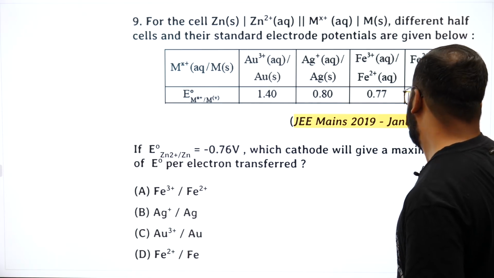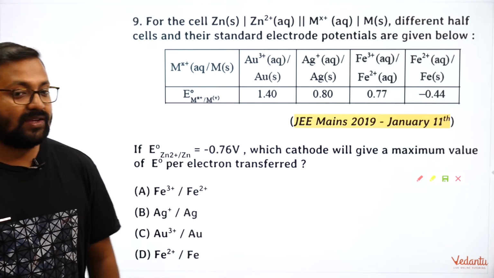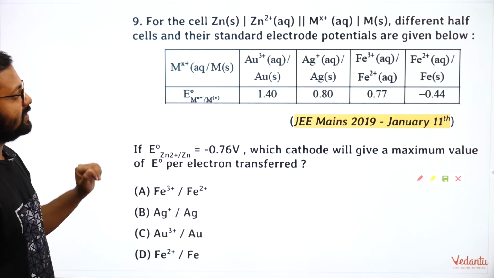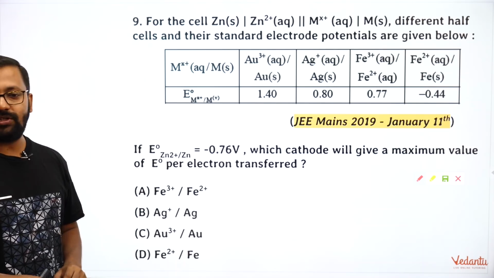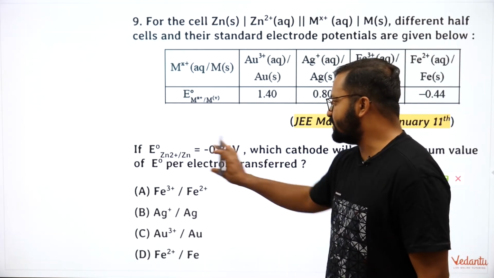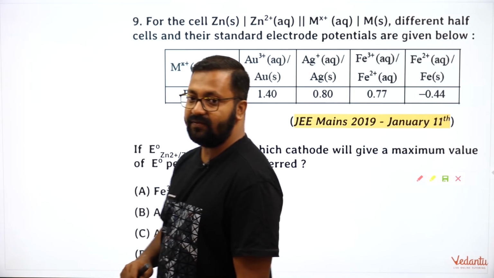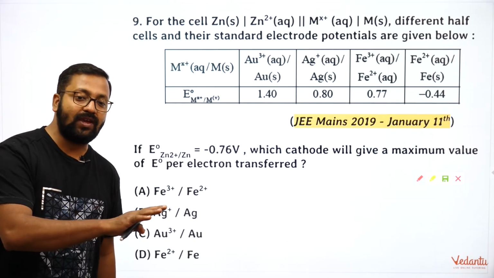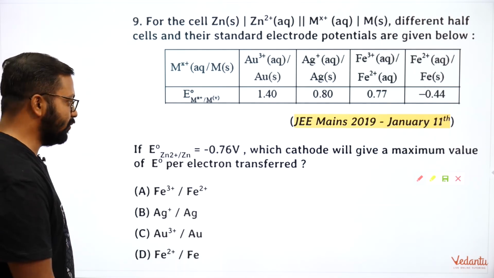Next. Again, a question which does not require a lot of solving, but is a very nice question because a lot of people made mistake in this one. For the cell zinc 2 plus, Mx plus M, different half cells and their standard electrode potentials are given. We have to identify that if zinc is coupled with any of these, in which case maximum voltage is obtained per electron transferred. Not maximum value of E naught, but maximum value of E naught per electron.